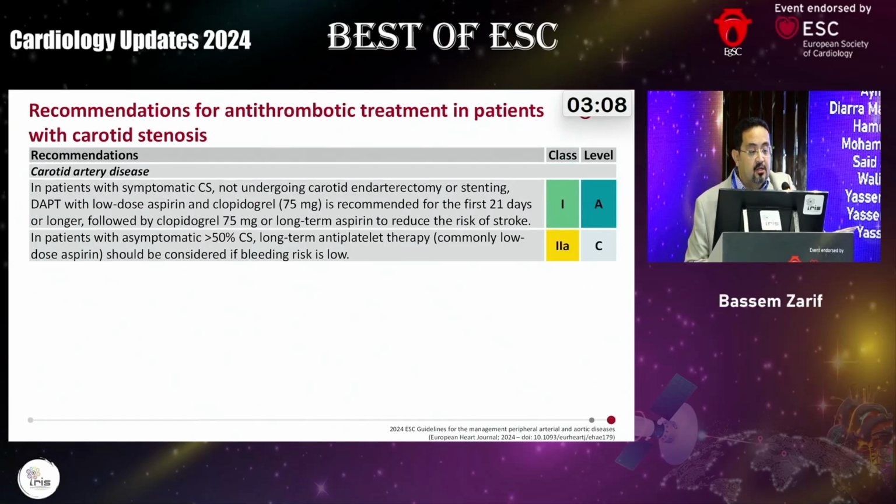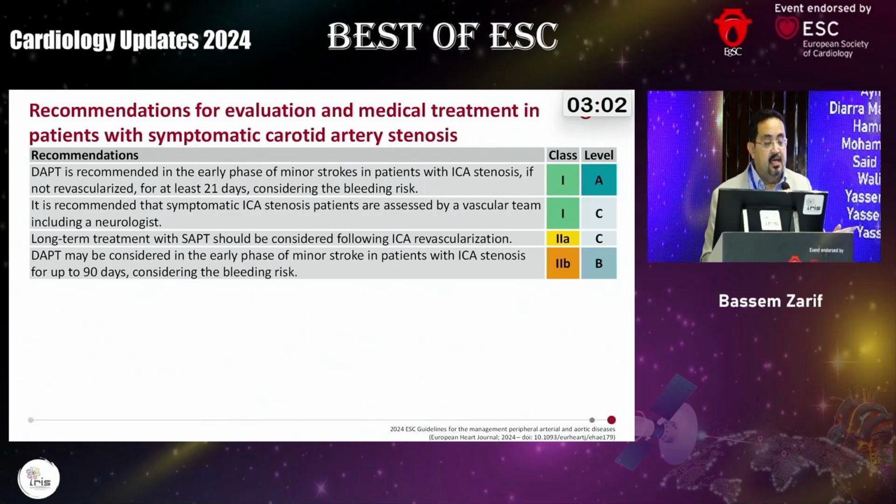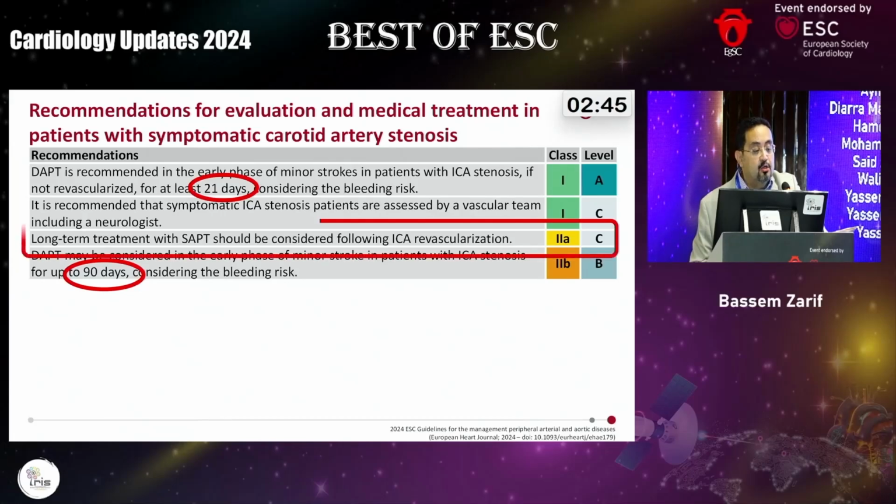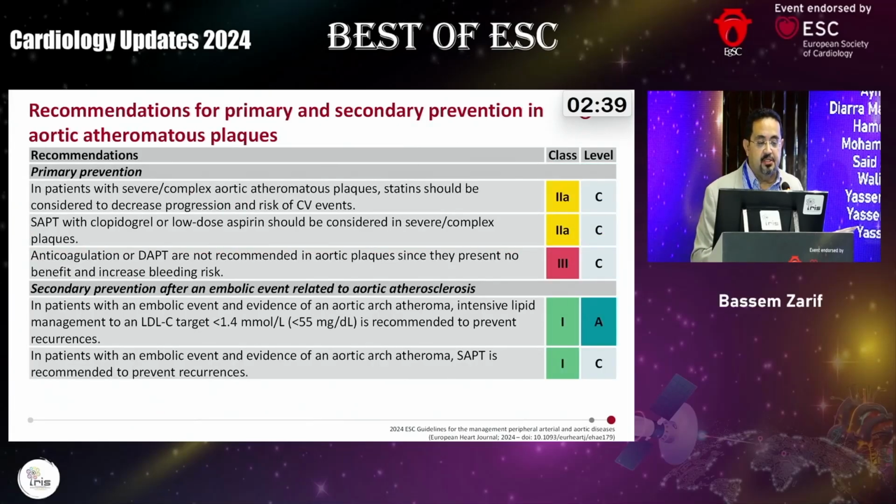What about the carotid? We already heard about that. DAPT for the acute event if there is a minor stroke, and for long-term single antiplatelet therapy. What about after revascularization for carotid stenosis? 21 days DAPT therapy if there is a minor stroke, 90 days not for all patients, for high risk, and finally long-term treatment with SAPT is considered following internal carotid revascularization.